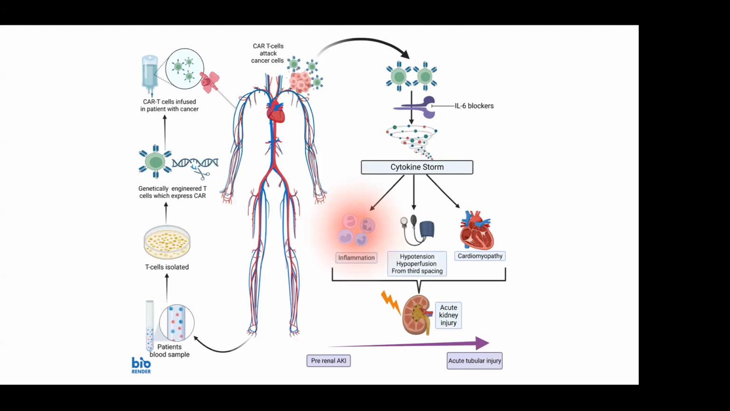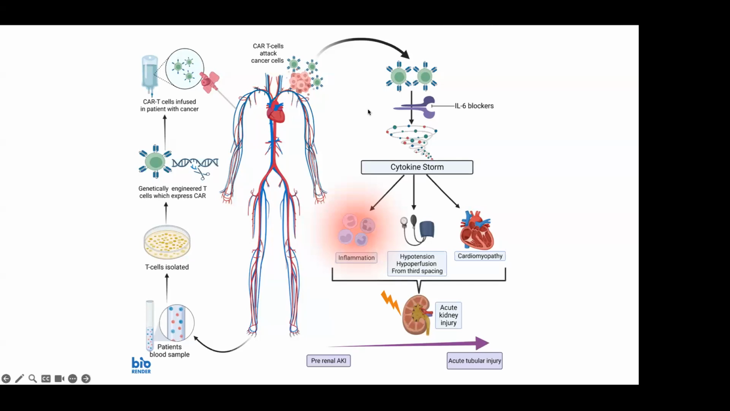So basically, peripheral blood is collected from the patient. The T cells are isolated, and these T cells are then genetically engineered, and that's how they form the CAR T cells. So these are the chimeric antigen receptors, and the genetically engineered T cells are reinfused back into these patients. So now these activated T cells go and attack the cancer and try to kill the cancer.